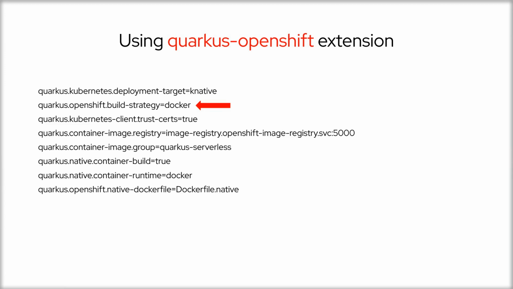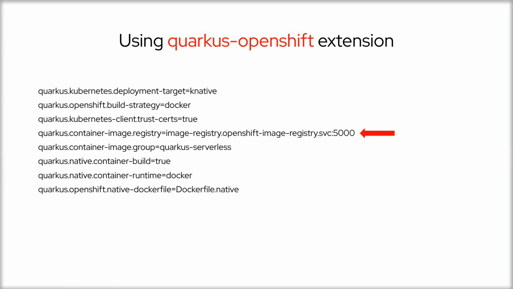Then the next one is the Quarkus OpenShift build strategy, which tells what is the build configuration strategy to be used in OpenShift to build the application image. It has to be set to the value called Docker. Then we have the Quarkus Kubernetes client trust certs, which is set as true in this case to indicate whether or not the client should trust a self-signed certificate that's presented by the API server. And I've been using an untrusted certificate, and that's why I have set this property value as true here.